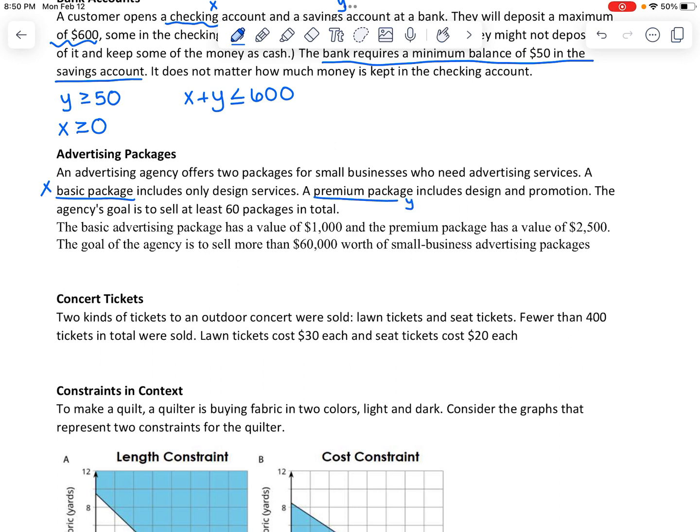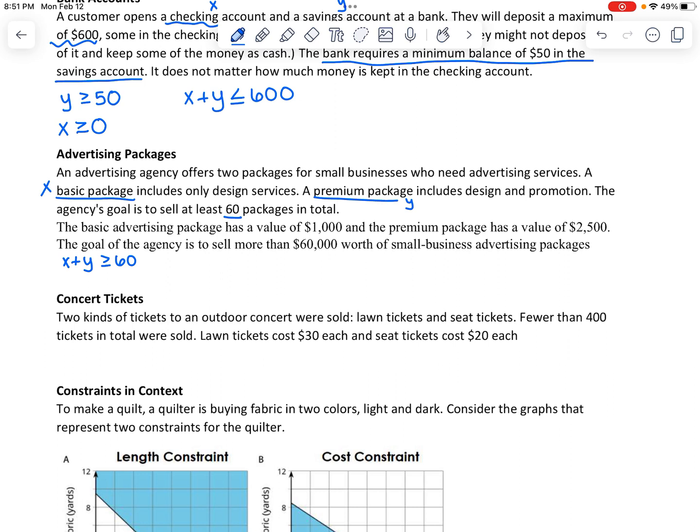And we have our first restriction, and that's that the goal is to sell at least 60 total. That means X plus Y, the total number, has to be at least 60. So that's 60 or more. So X plus Y is greater than or equal to 60. The basic advertising package has a value of $1,000 and the premium package has a value of $2,500. The goal of the agency is to sell more than $60,000, so they want to sell over $60,000.